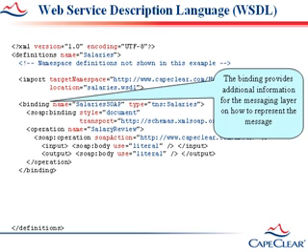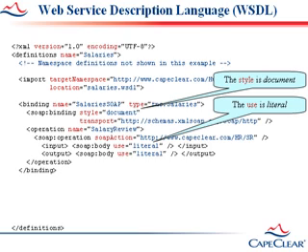The binding provides additional information used by the message layer to format the messages. In the past, a number of different representations have been used. However, the industry has now agreed that two kinds of bindings are sufficient. These are known as the RPC literal and document literal bindings. The term literal means that the message will be formatted exactly as you have described in your XML schema.